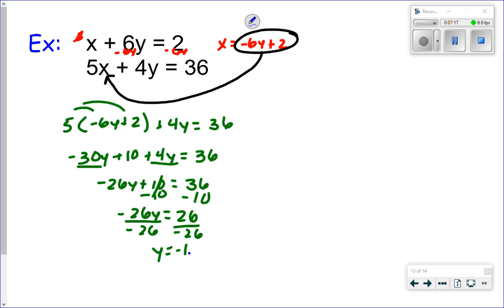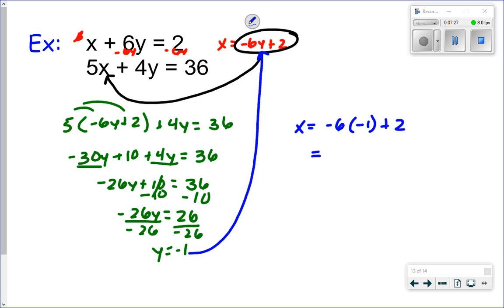And that variable gets plugged into the blob. So I've got x equals negative 6 times negative 1 plus 2. Negative 6 times negative 1 is positive 6, and 6 plus 2 is 8. My final answer, as an ordered pair, is (8, negative 1).